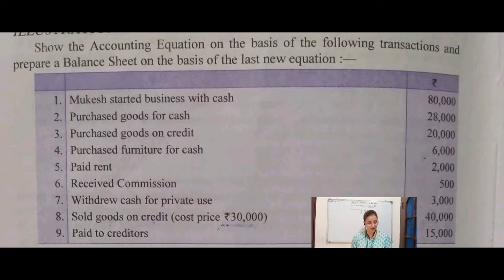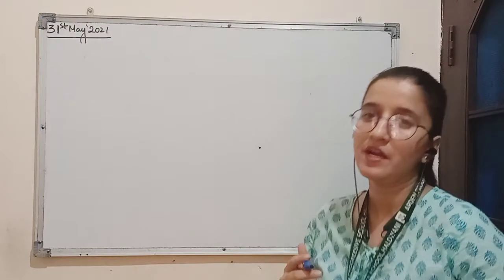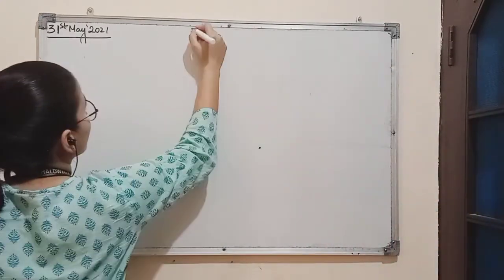Withdrew cash for private use 3,000. Sold goods on credit where the cost price is 30,000 and these goods are sold on credit amounting to rupees 40,000. Paid to creditors rupees 15,000. So these are the transactions. We will show the effect of these transactions in the accounting equation. Now coming to the solution part, first we will draw the format of the accounting equation.